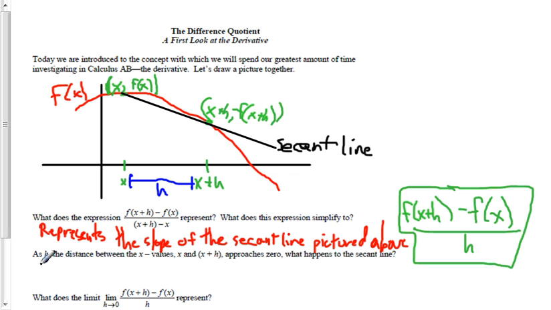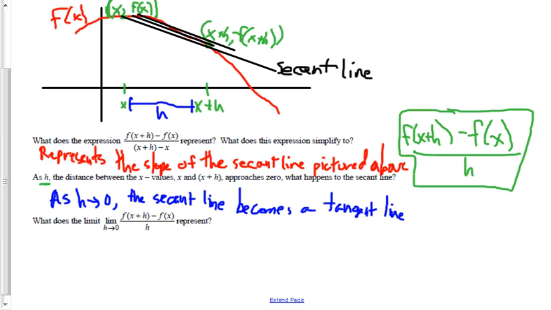Now let's look at h, the distance between the x values x and x plus h. As this h value approaches 0, what's going to happen to this secant line? Let me draw that up there right now. As x moves this way and x plus h moves this way, there's going to be an infinite number of secant lines until finally there's just one line that touches the function at one point. And this is going to become a tangent line. So again, as h approaches 0, the secant line becomes a tangent line.